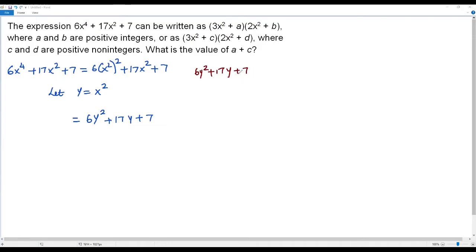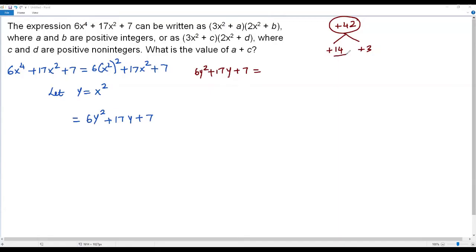To factor this quadratic expression, I have to multiply the constant 7 by the coefficient of y^2. When I do so, I'm getting 42. So now I have to get two factors of 42 such that the product of the two factors equals 42 and when I add them, the sum equals the coefficient of y, which is 7. So I'm getting 14 and 3, because when I multiply 14 and 3, I'm getting 42, and when I add them, I'm getting 7, which is the coefficient of y.